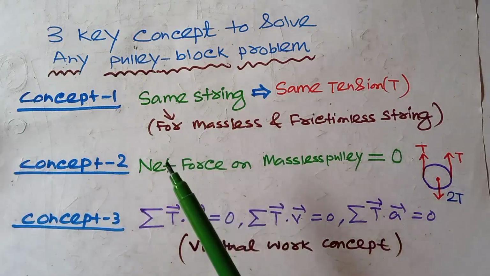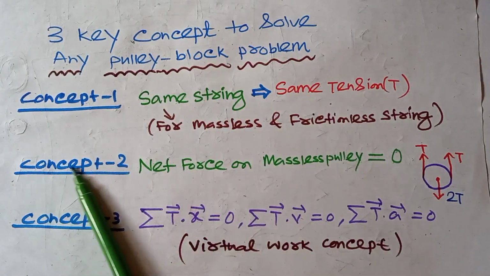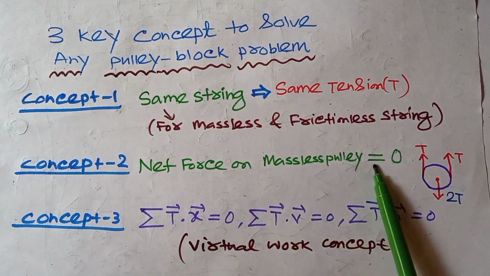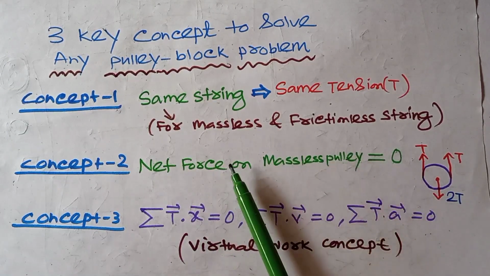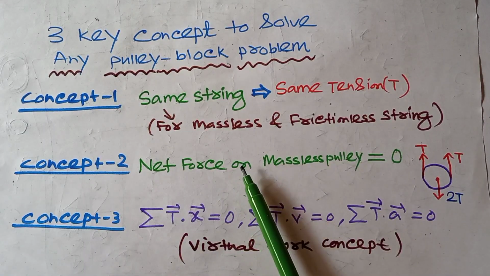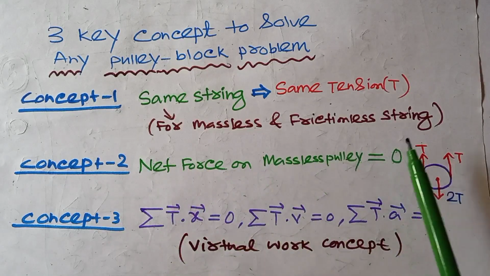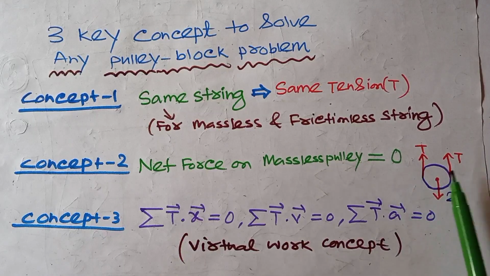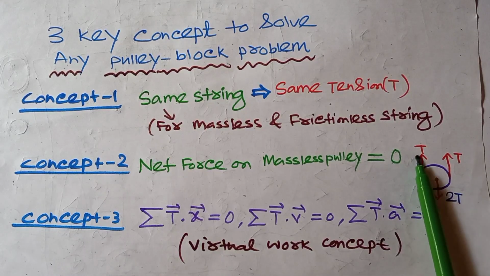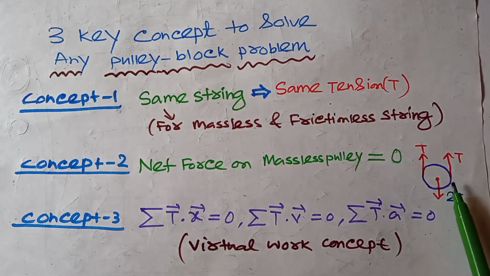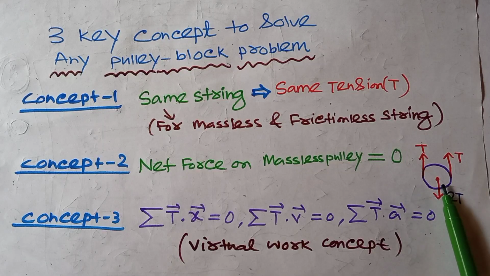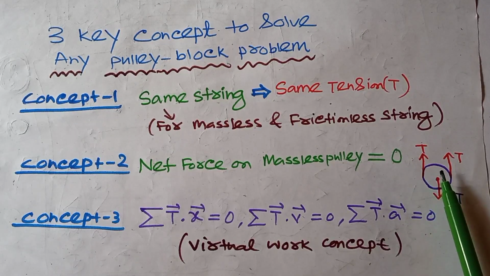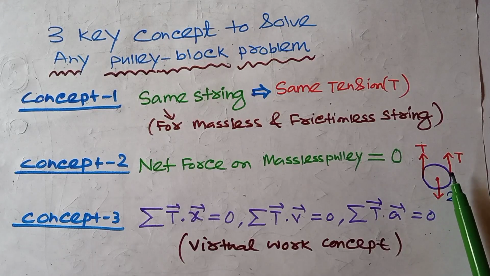Concept number two says that the net force on a massless pulley equals 0. If your pulley is massless, then the net force on that pulley should be equal to 0. Let's say this is our pulley and these are the two tensions in the upward direction. So there should be a downward tension of 2T, because the net force on any kind of massless pulley should be 0.